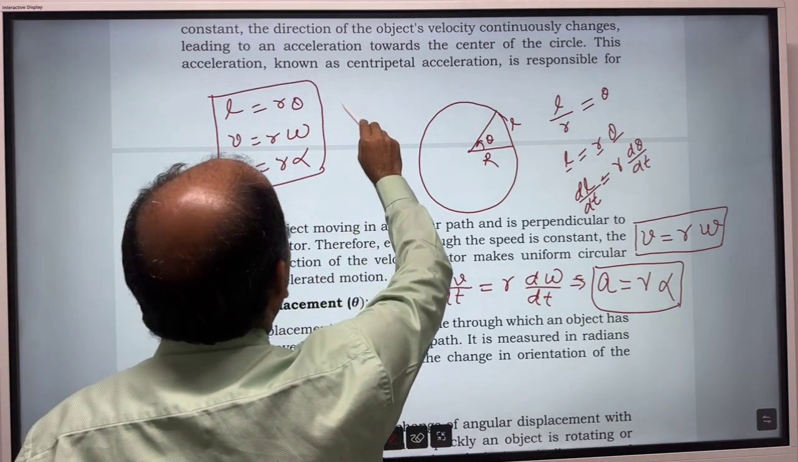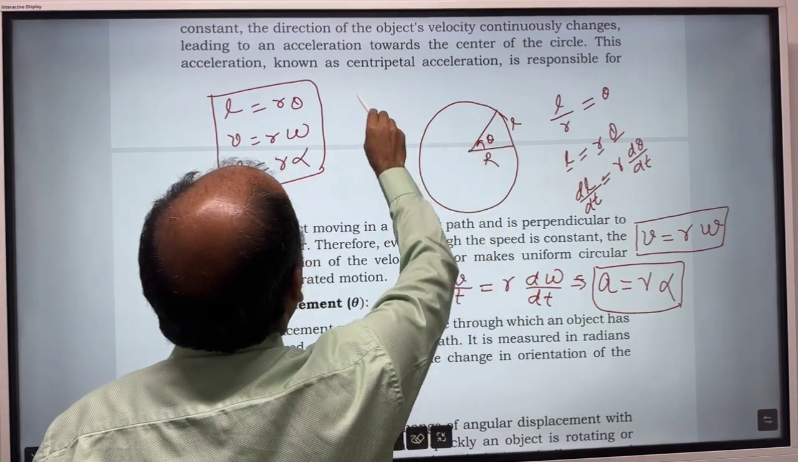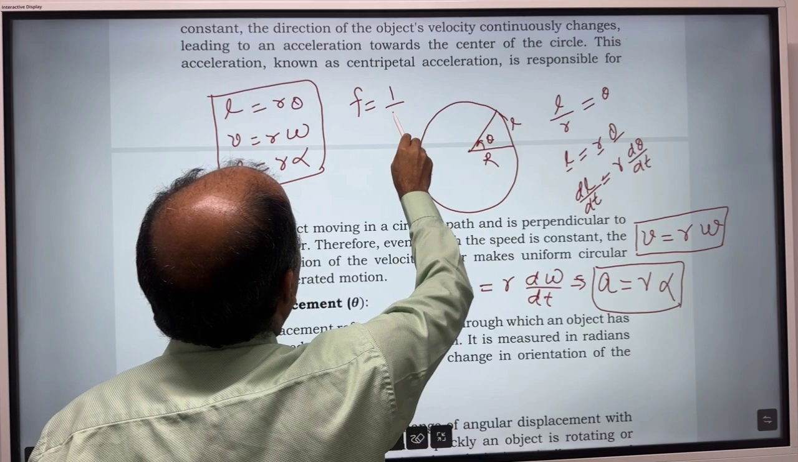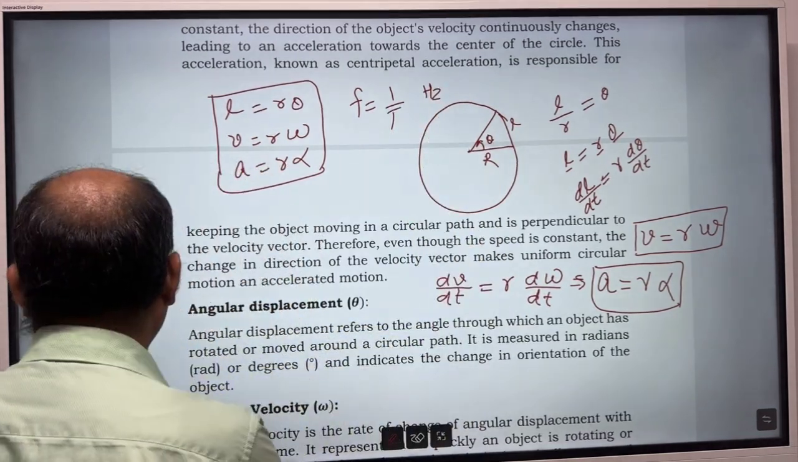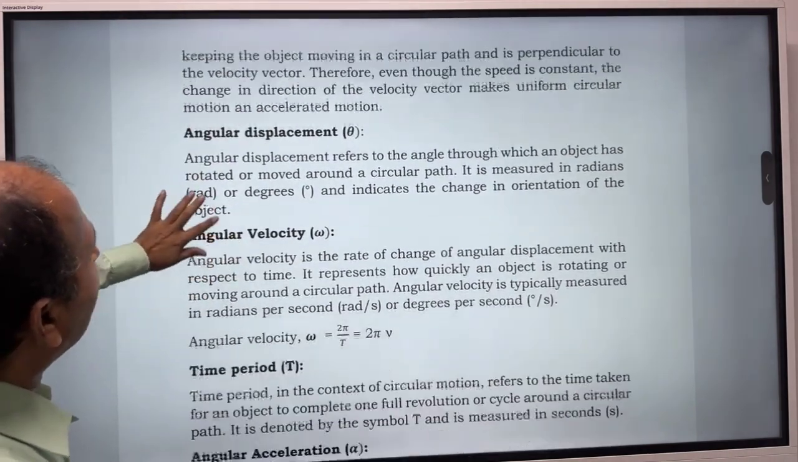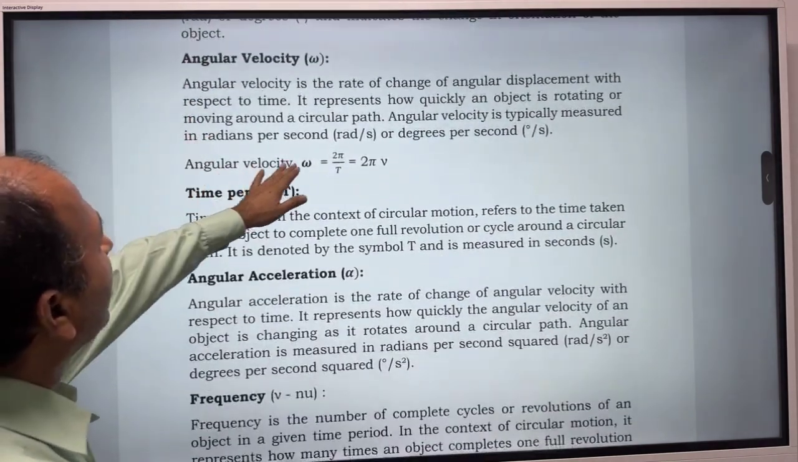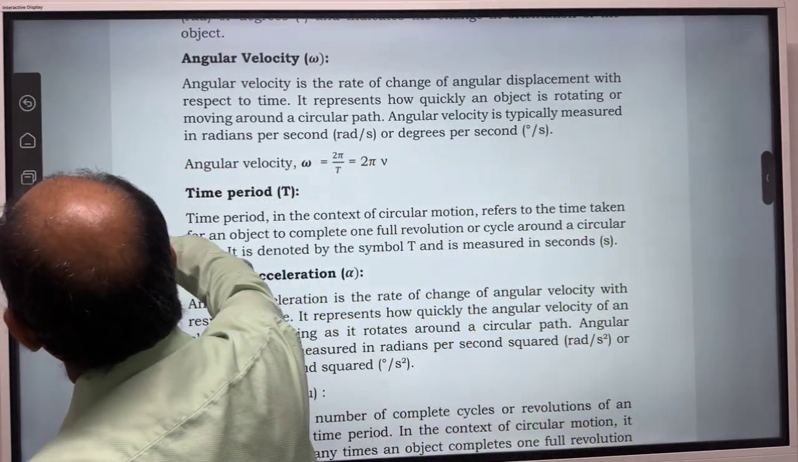Also, time period is the time taken to complete one rotation, and frequency is defined as 1 upon time period, whose unit is hertz. So here various definitions are given that you can read. For omega, we are talking about one complete revolution.